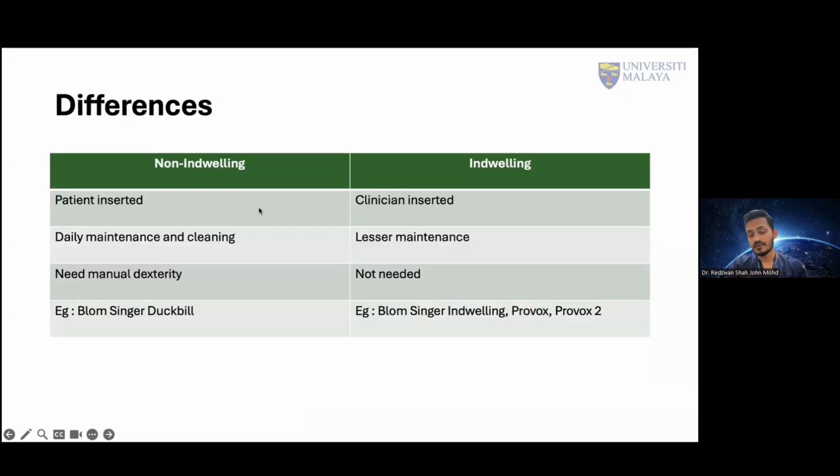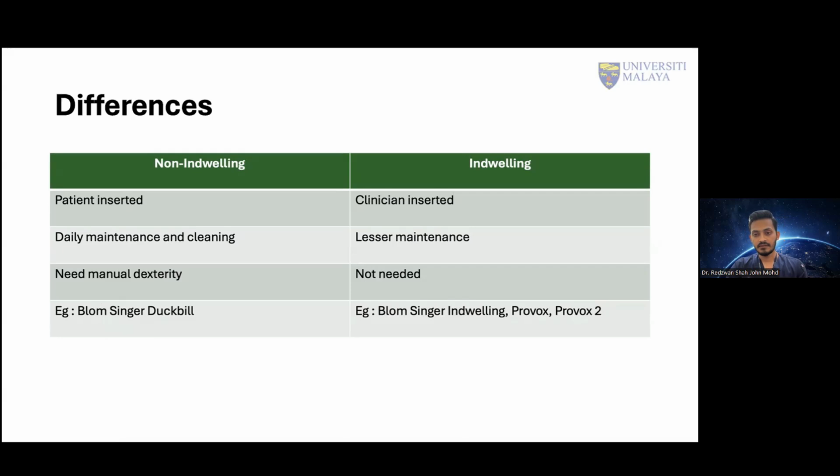So the differences between the non-indwelling and the indwelling type. The non-indwelling type is patient inserted. The initial insertion is of course done by the surgeon, but the subsequent changing, the patient can do by his or herself. It needs daily maintenance and cleaning, and the patient needs manual dexterity, because the patient would typically look at him or herself in front of the mirror during the changing process. So they need some form of basic cognitive function and dexterity. Examples of companies which deal with this include the Blom-Singer duckbill type.